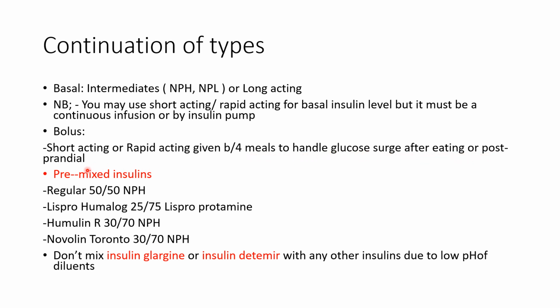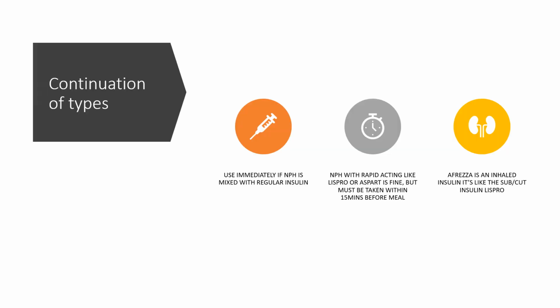If you are dealing with premixed insulins, you can have regular 50-50 NPH, lispro mix 25 and 75 lispro protamine, Humulin R 30 and NPH 70, Novolin Toronto 30 and NPH 70. You don't mix insulin glargine or insulin detemir with any other insulins due to low pH of the diluents. Still on continuation of types, you can use immediately if NPH is mixed with regular insulin.